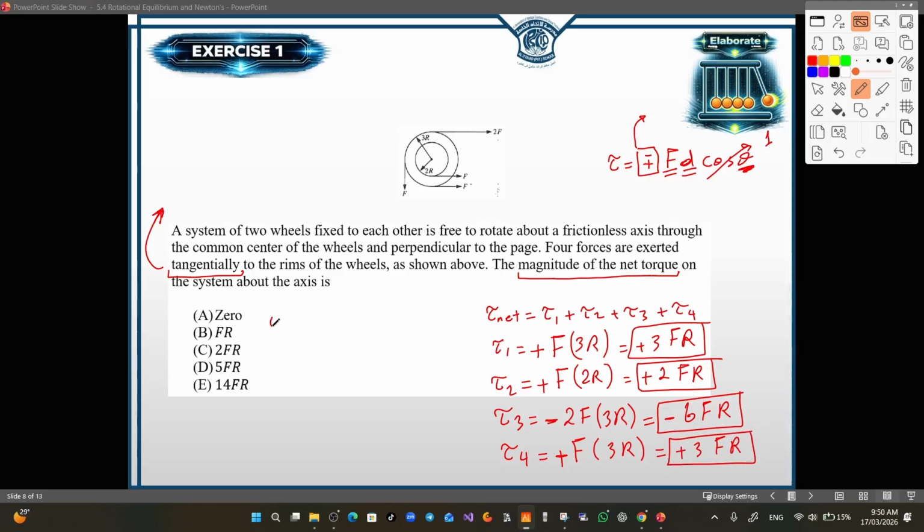Now we substitute in the tau net expression: 3Fr plus 2Fr minus 6Fr plus 3Fr. The final answer is 2Fr, which means the correct answer is C.